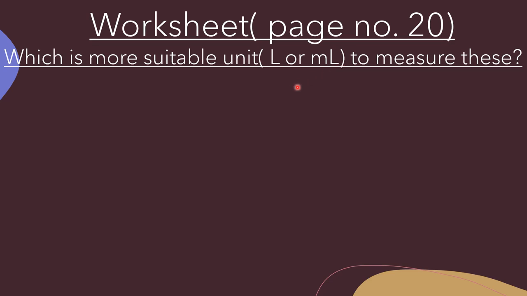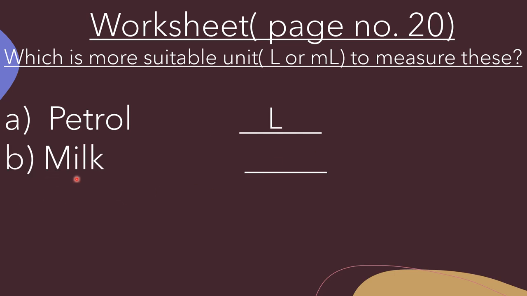So let's see what is given to us. In A part, petrol. So beta petrol, how we can measure? So petrol can be measured in liters. So here we will write L for that. Okay. Now in B part, milk. So milk beta, milk can be measured in liters or milliliters both.